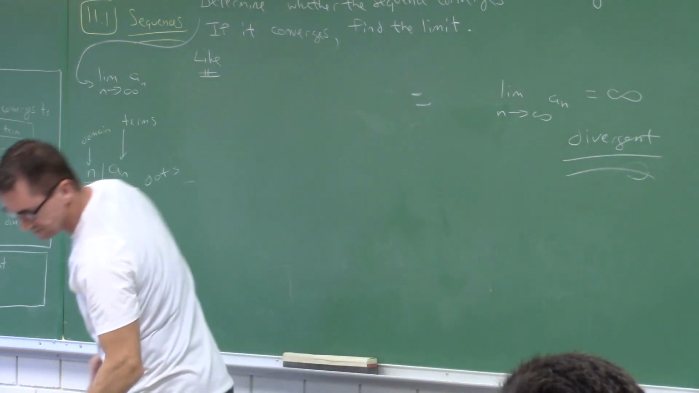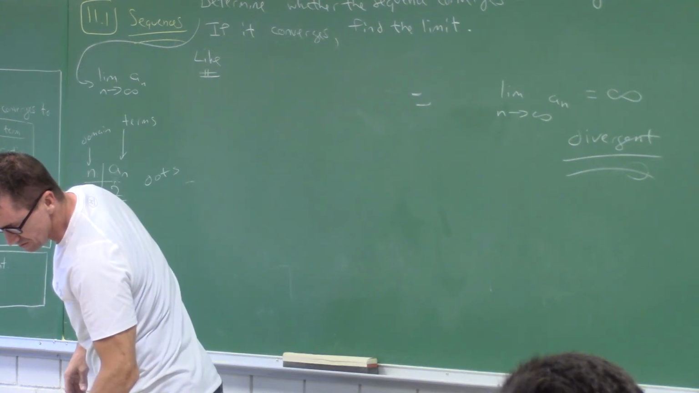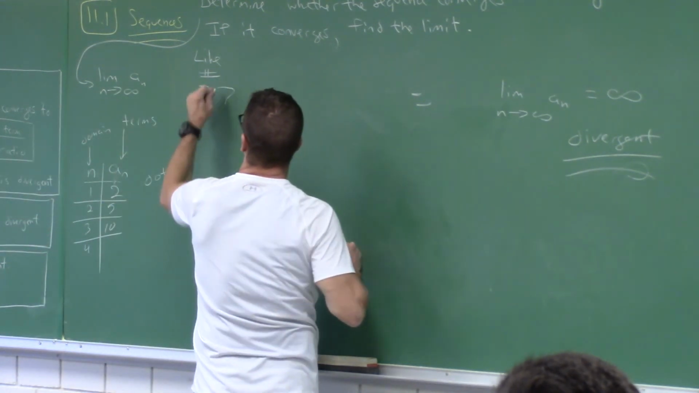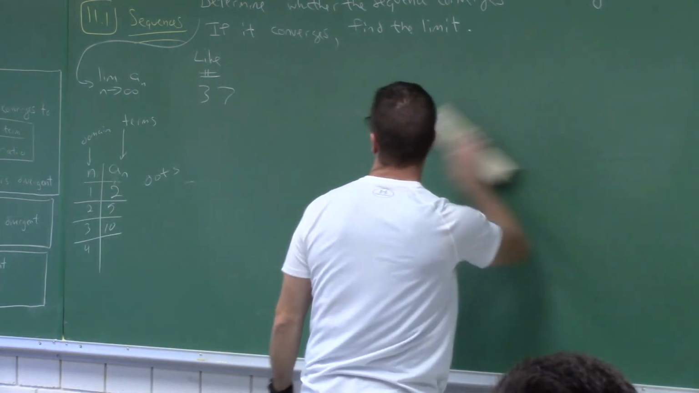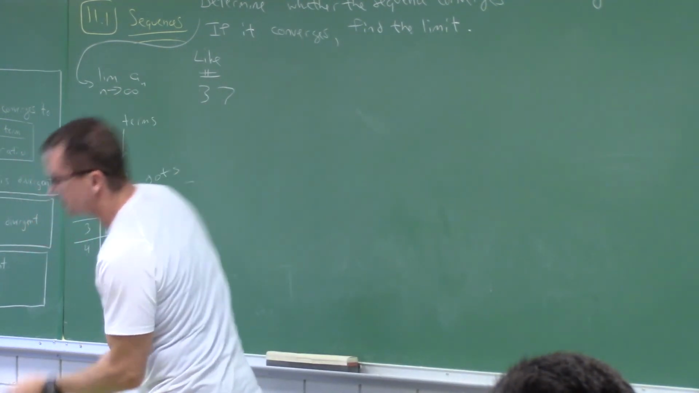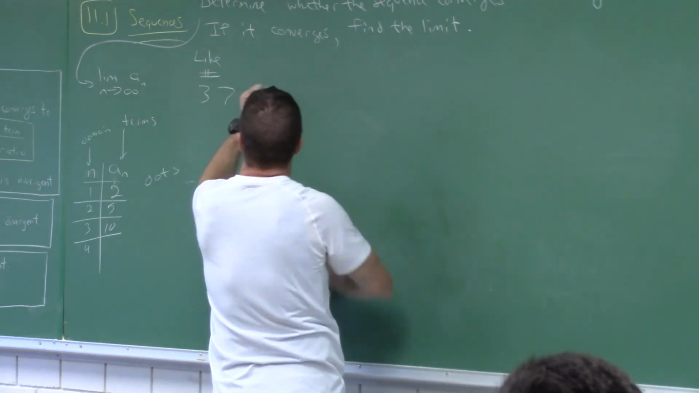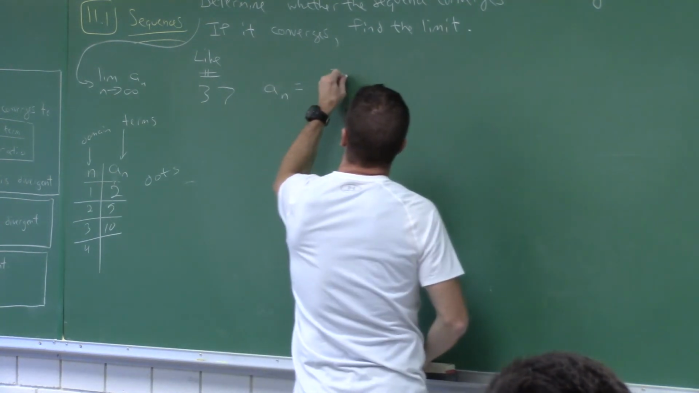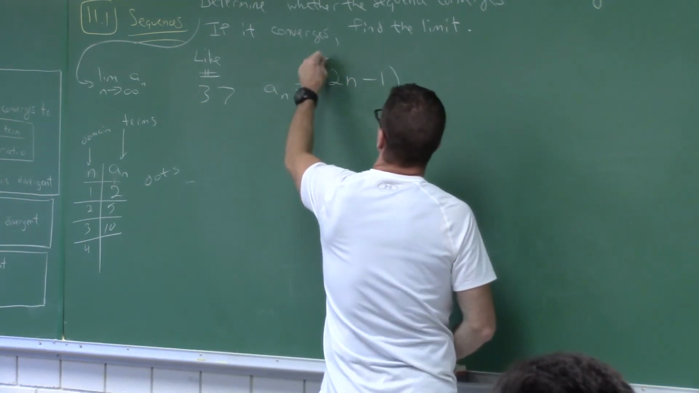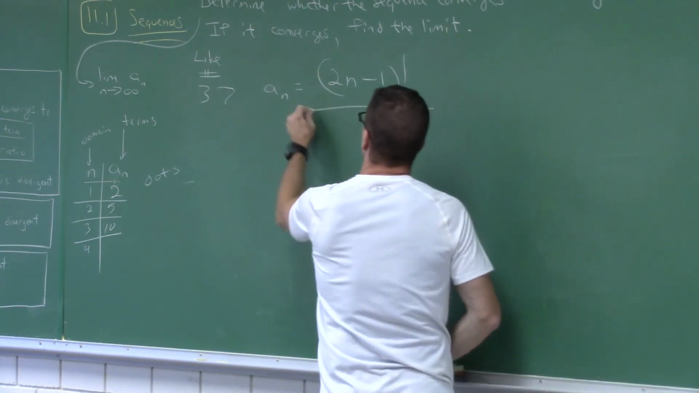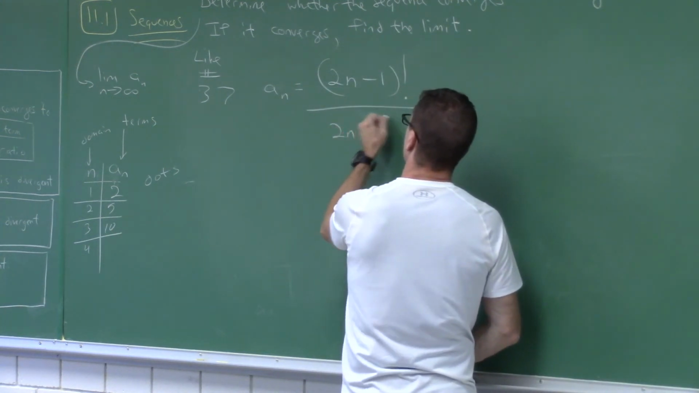Slide number 37. There's a factorial on the top and a factorial on the bottom. This is the sequence. 2n minus 1 factorial over 2n plus 1 factorial.